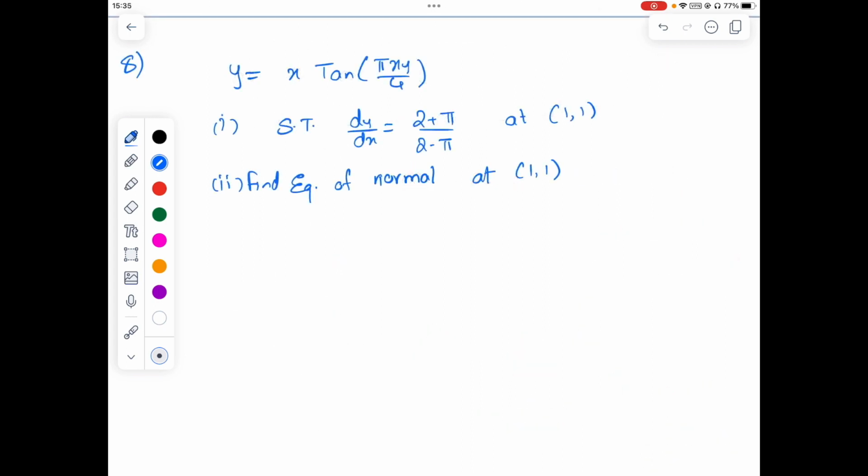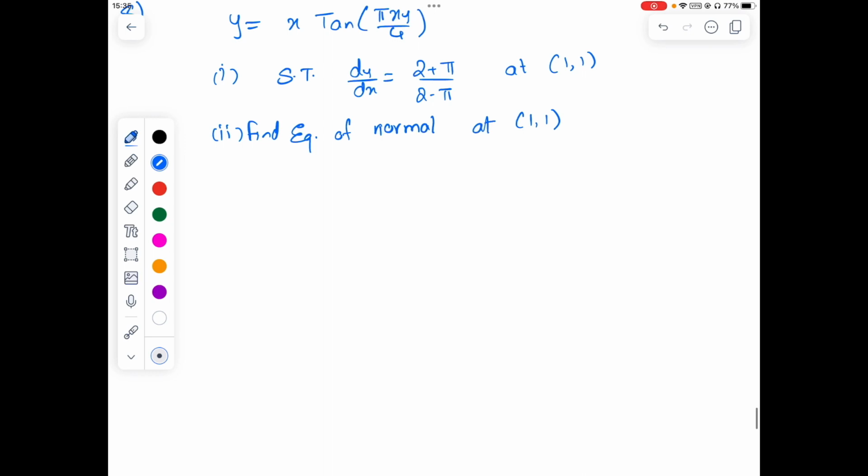Question 4: show that dy by dx equals 2 plus pi upon 2 minus pi at 1 comma 1. So what am I going to do? I am going to find the derivative. So dy upon dx, this is product rule. x times the derivative of tan is secant squared of pi xy upon 4, times pi upon 4 again x, where the derivative of y is dy by dx. Then plus pi upon 4 y, where the derivative of x is 1.